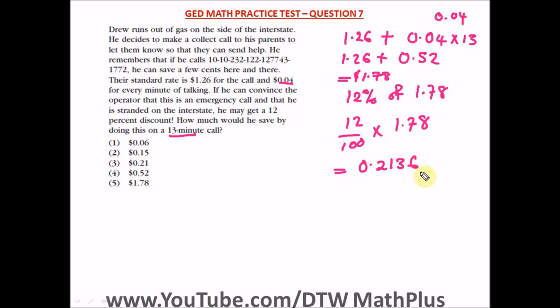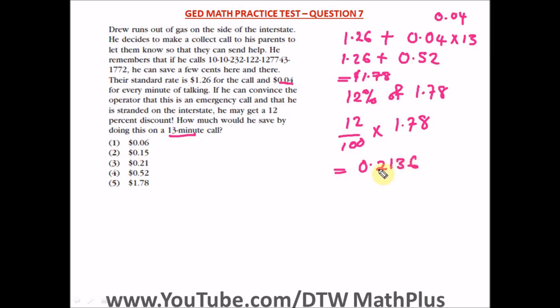But if he convinces the operator that it's an emergency call, he would get a 12% discount. So we find the 12% discount of this amount. So we have 12% of this amount, that's 12/100 times the total. When you punch in your calculator, you're going to get 0.2136. So he's going to save this amount, that's 12% of the total, and we need to approximate this.